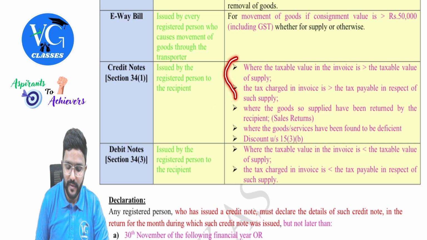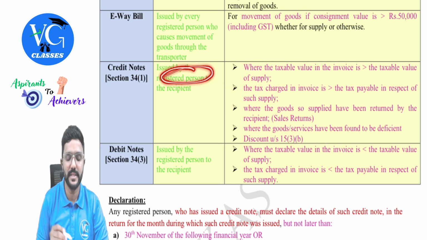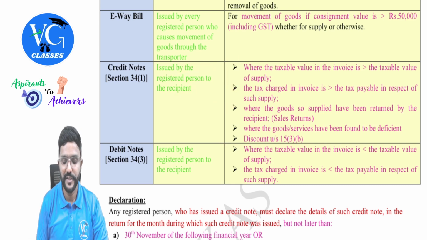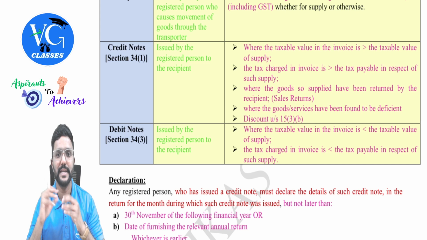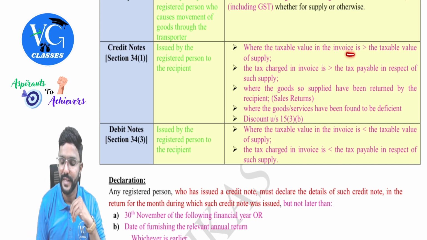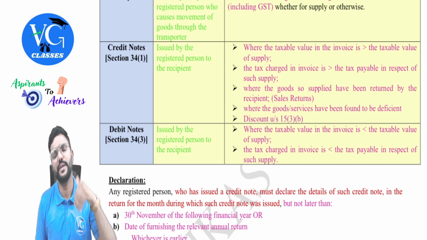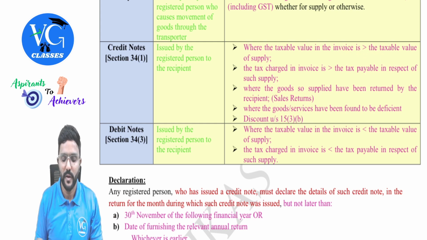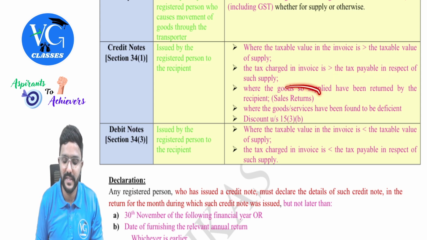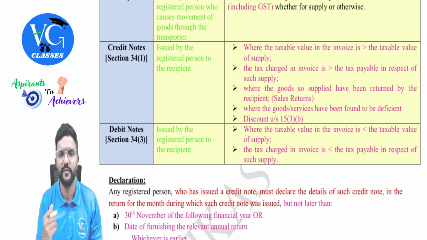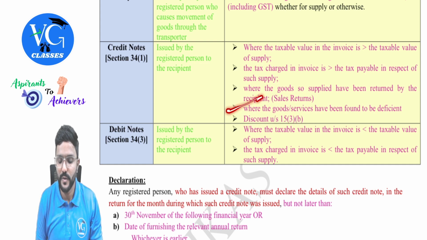So when is it? We will see here. Issued by the registered person, that is the supplier, to the recipient. In which situations? Any of these situations. Where the taxable value in the invoice is more than the taxable value of supply. So in the invoice more amount is already charged, or the tax charged in the invoice is more than the actual tax payable in respect of such supply, or whenever there is a sales return or any damage where the recipient is giving back the goods to the supplier, or where the goods or services have been found to be deficient, that is damaged.